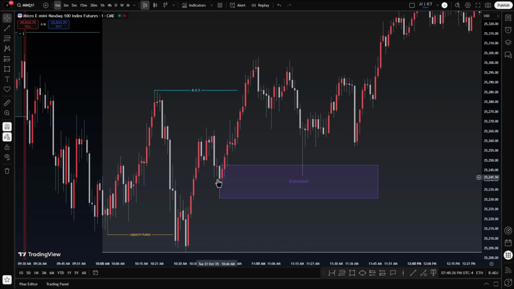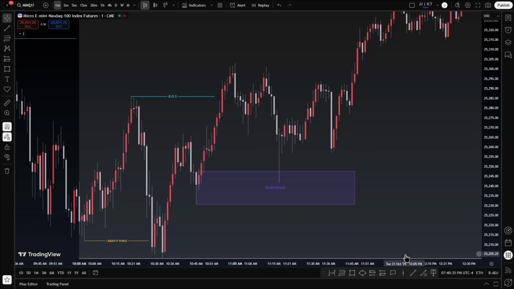Anyway, price retraces here for some odd reason. I think it's because we had this little dealing range here from here to here. Hit its equilibrium, jumped higher, created the break in market structure. After it did that, price left equal highs up here.